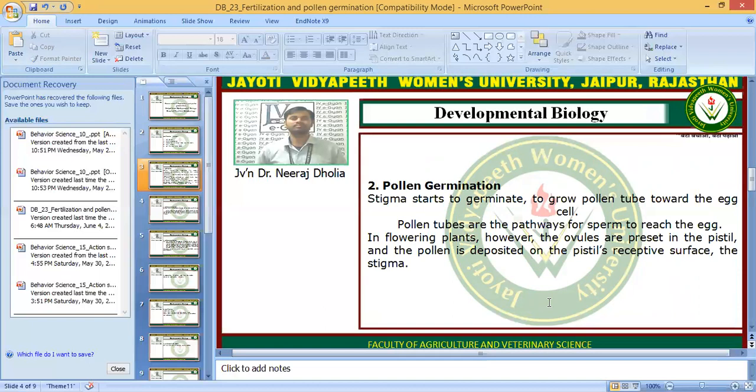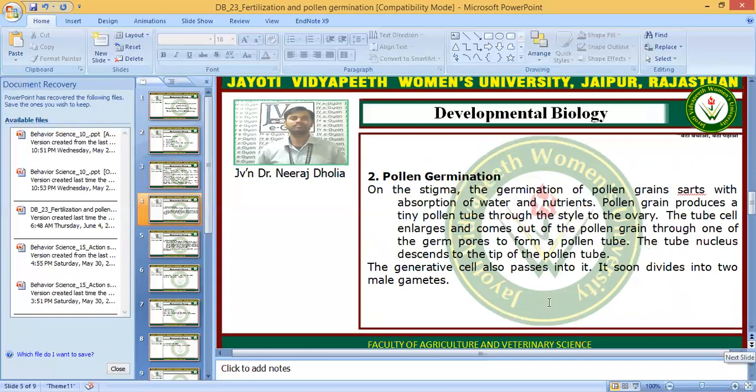In flowering plants, the ovules are present in the pistil, and the pollen is deposited on the receptive surface of the pistil, the stigma. On the stigma, the germination of pollen grains starts with the absorption of water and nutrients. The pollen grain produces a tiny pollen tube through the style of the ovary. The tube cell enlarges and comes out of the pollen grain through one of the germ pores to form the pollen tube. The pollen tube nucleus descends to the tip of the pollen tube. The generative cell also passes into it, and very soon it divides into two male gametes.